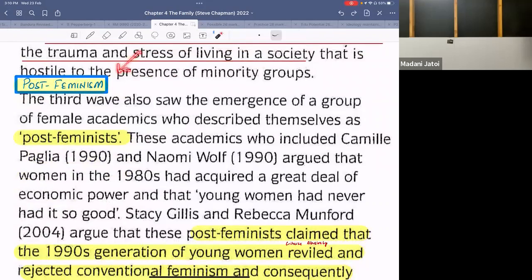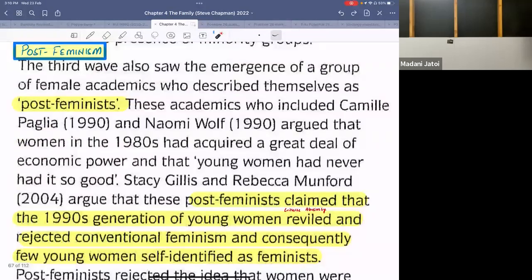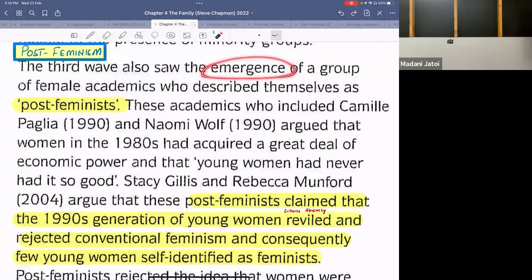Why post-feminism? अब post-feminism की जब हम बात करते हैं, तो the third wave also saw the emergence of a group of female academics who described themselves as post-feminists. These academics argued that women in the 1980s had acquired a great deal of economic power. The assumption is that females today had acquired it all, and that young women had never had it so good.